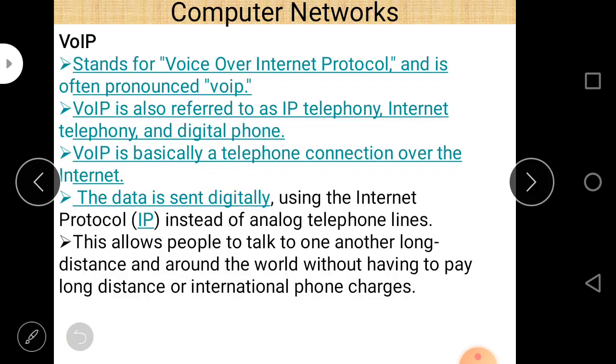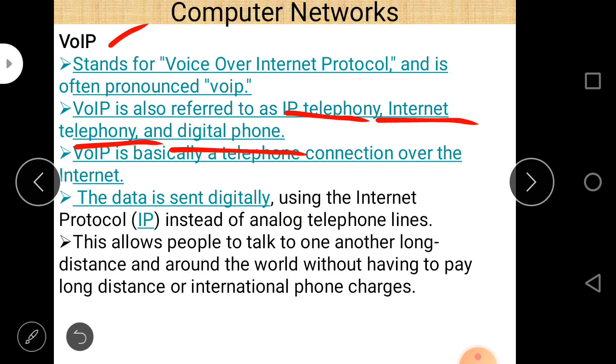Next is VoIP, also known as Voice over Internet Protocol, and sometimes the full form is also asked. So remember, Voice over Internet Protocol. VoIP is also referred to as IP telephony, internet telephony, and digital phone. In a multiple choice question, it may be asked which of them refers to IP telephony, and if VoIP is one of the answers, then you tick VoIP.